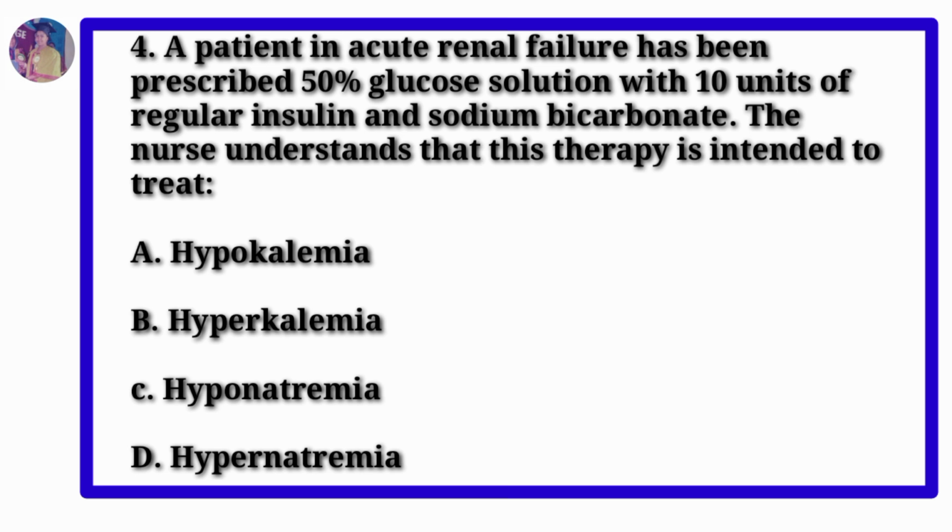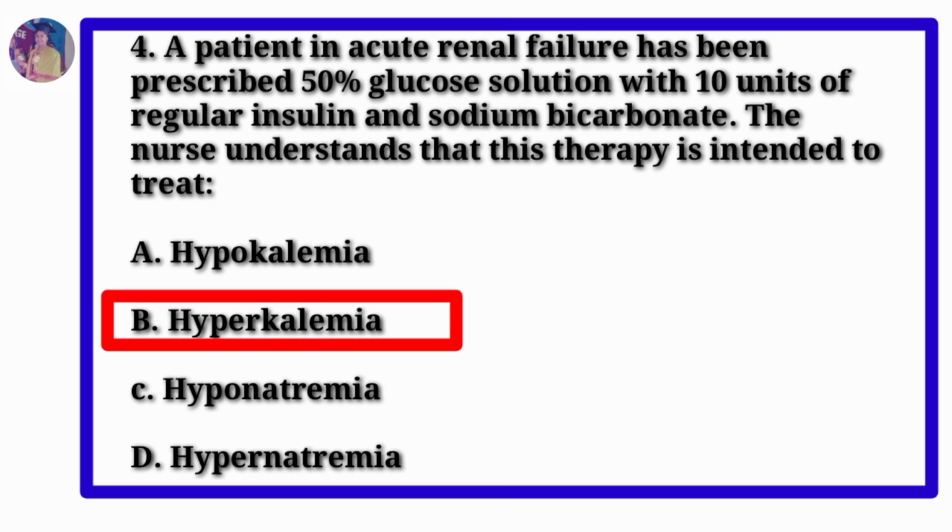Question number 4. A patient in acute renal failure has been prescribed 50% glucose solution with 10 units of regular insulin and sodium bicarbonate. The nurse understands that this therapy is intended to treat: Option A. Hypokalemia. Option B. Hyperkalemia. Option C. Hyponatremia. Option D. Hypernatremia. Answer.